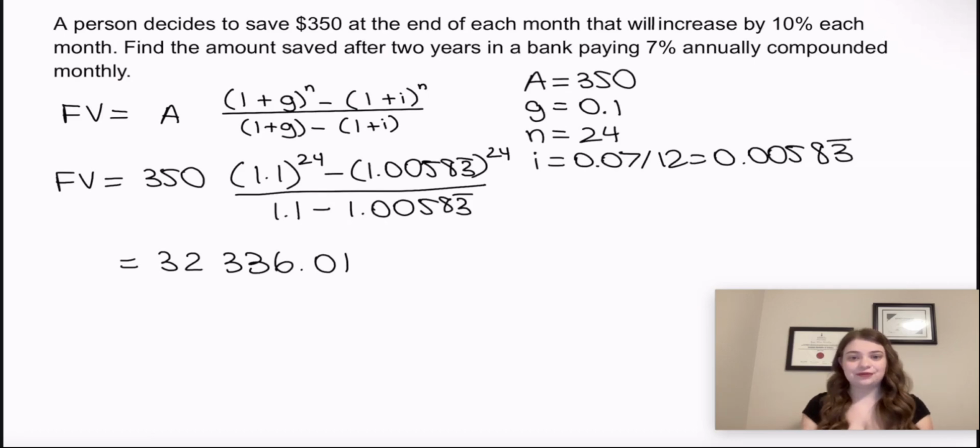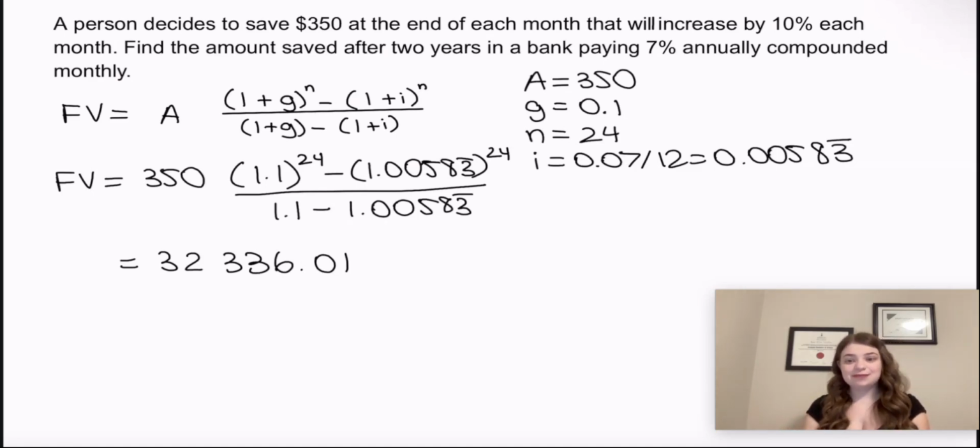Now, this might seem like, oh, well, that's a lot of money. They're only setting aside $350. But here's the thing, they're increasing that by 10% every time, meaning that their payments are going up each time. Their final payment is going to be $350 times 1.1 to the power of 24, right? Because they're going to have done this 24 times. And that is over $3,000 just in that last payment there.